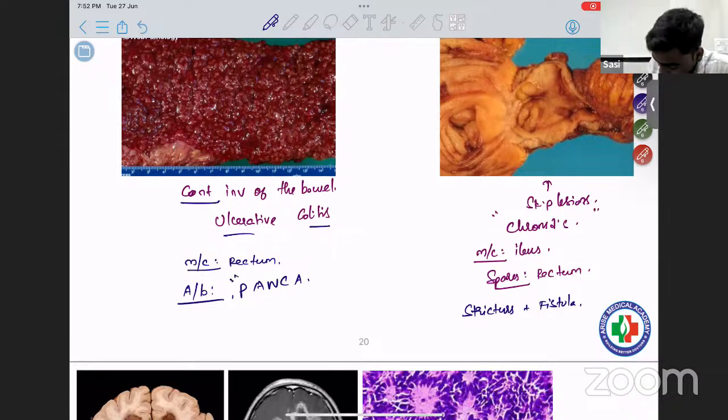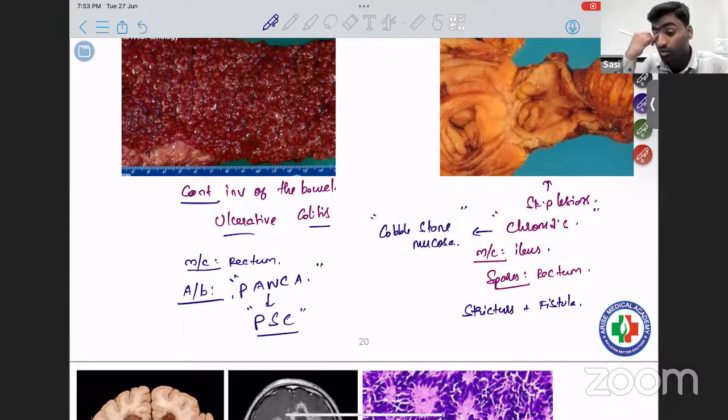It is the p-ANCA. Because of this p-ANCA involvement, it also results in one of the biliary conditions. What is the name of this biliary condition? Yeah, it is associated with primary sclerosing cholangitis. Fine. Next one. In the case of Crohn's disease, we forgot one thing. That is the cobblestone mucosa.